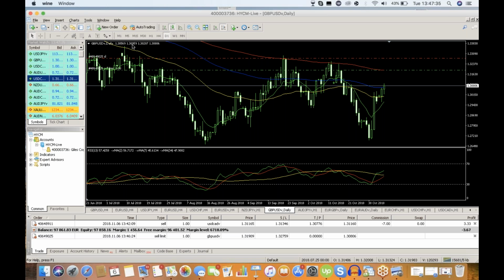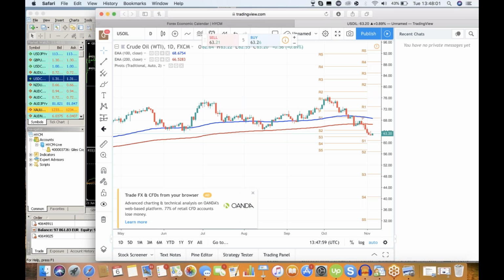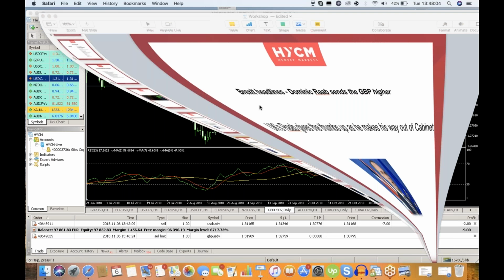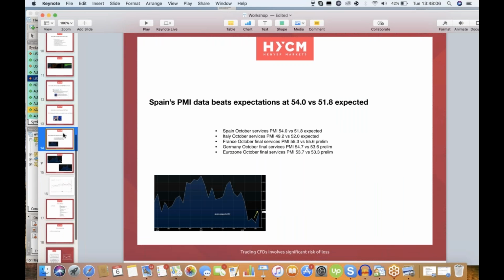That would be the obvious place to enter, because you've got a trend line there from these highs to there. It's not quite drawn accurately, but you get the point. And there's a 200 exponential moving average there, so that would be an obvious target. So then you've got to think, is the reward worth the risk? That's something you would have to work out. So that's the other data we had out. We had Spain's PMI data out in the London session.